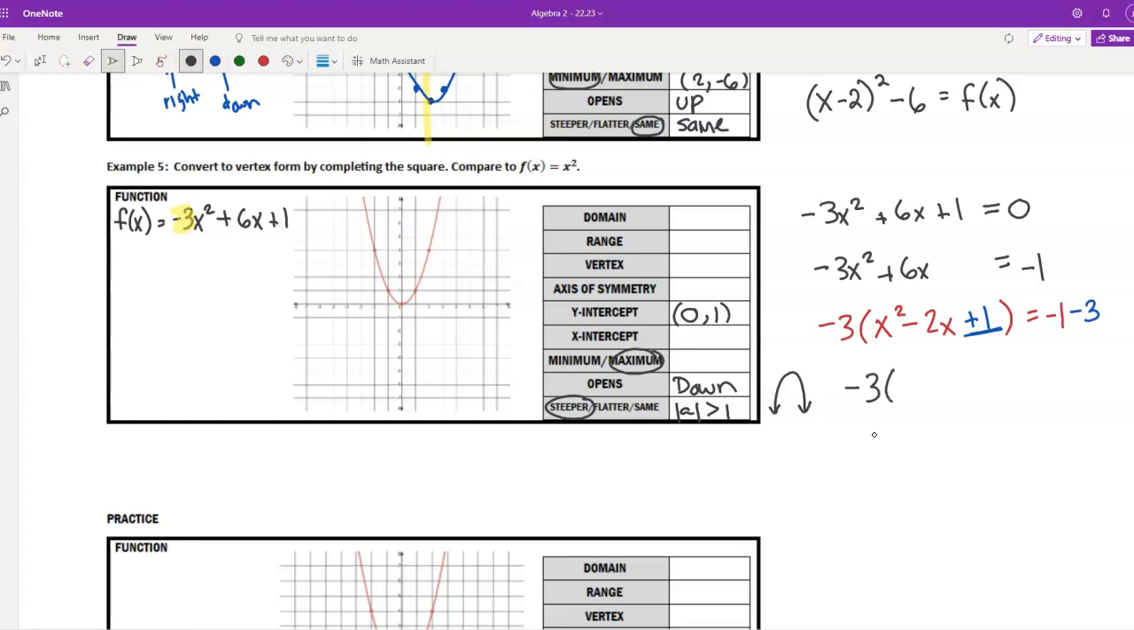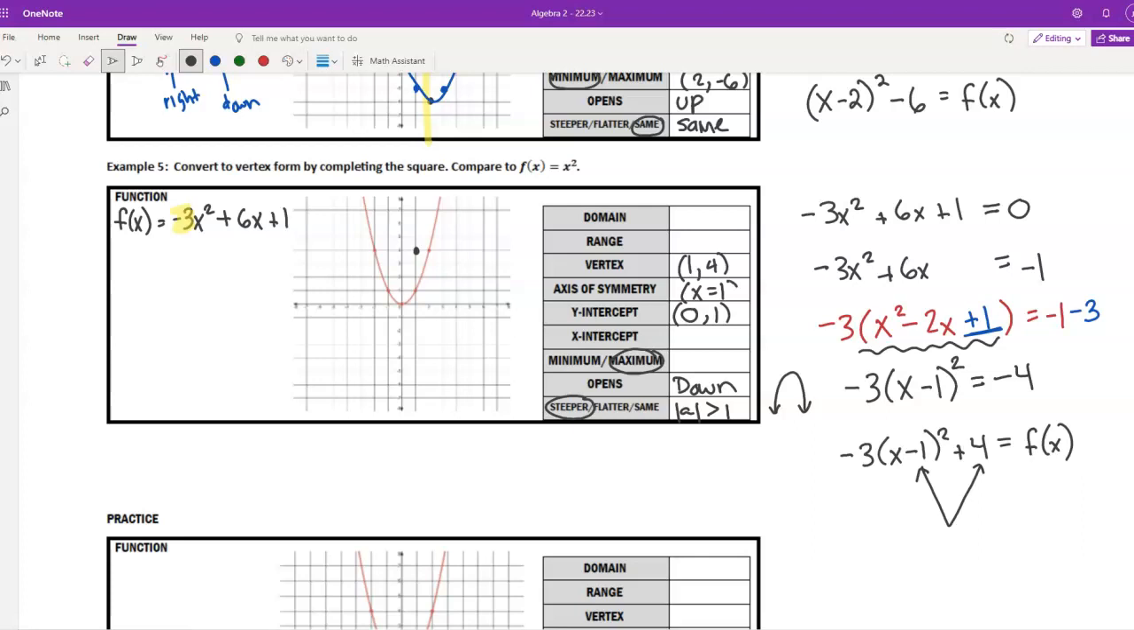So now I have negative 3, and now I'm going to write this as a perfect square: x minus 1 squared equals negative 4. We're going to bring this guy back to the other side, and we will now have it in vertex form. And from there, we can get our vertex. We can see that our vertex is 1 and 4. If we go to graph that, 1 and 4. That also means that our axis of symmetry is x equals 1.